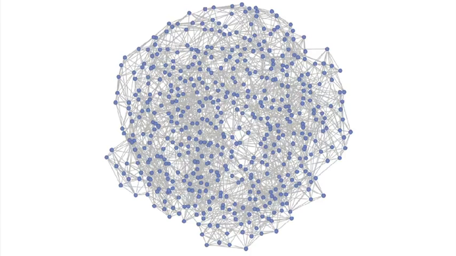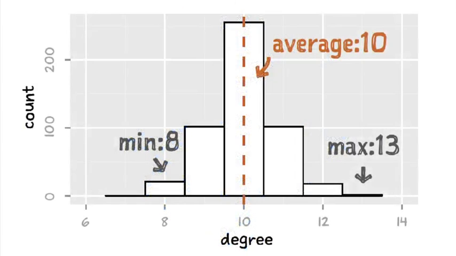First, we would count the number of edges that are attached to each node. That's the degree of a node. Then we would want to look at the degree distribution over the entire network. For this particular network, the degree distribution looks like this. As you can see, the average degree is 10, the lowest degree is 8, and the highest degree is 13.